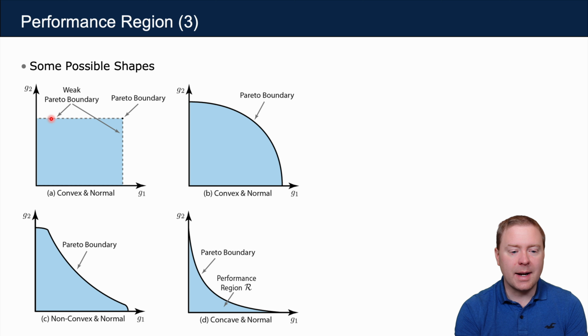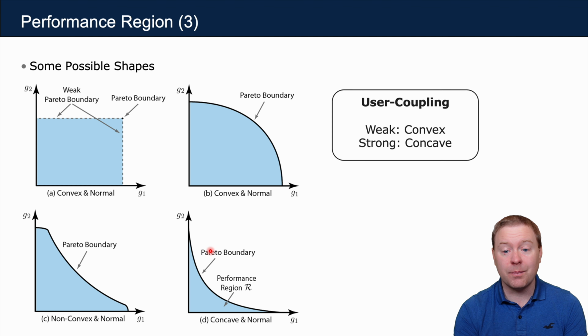So here is a case where our region is square-shaped. In this case, the Pareto boundary is only at one point, because in this extreme case we can actually give both of the users the maximum performance at the same time. We can have this kind of shape here, which is a convex and normal region. We can have a non-convex and normal region looking like this. And we can have a concave and normal region looking like this. All of these are possible.